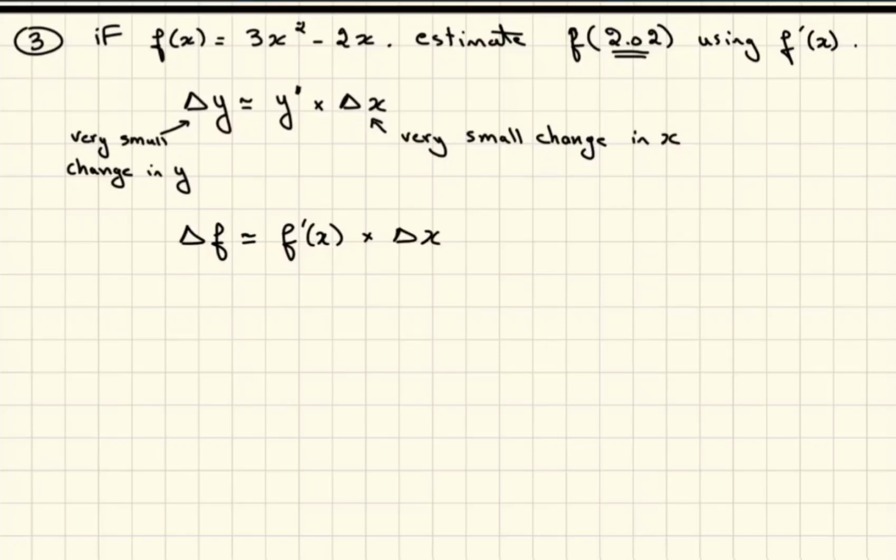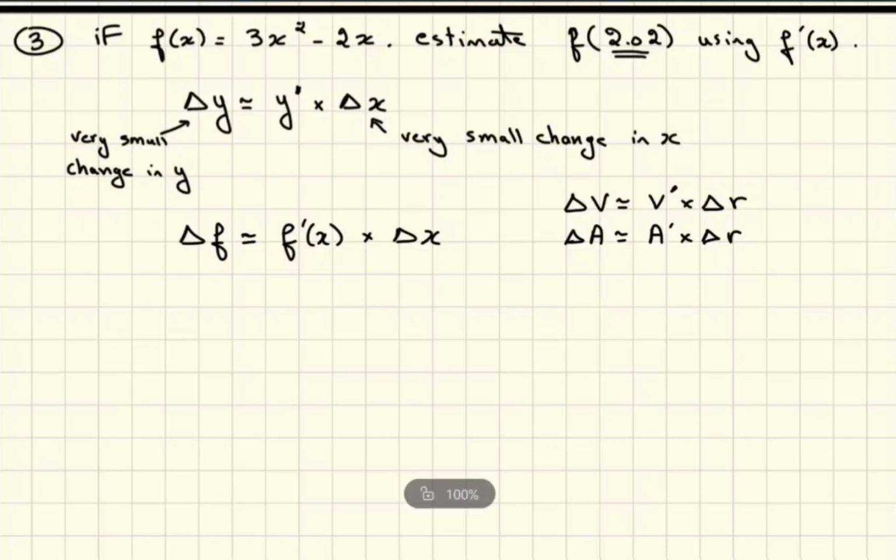If you're talking about a change in volume, you can write delta v is approximately equal to v prime, so the derivative of the volume times the volume is related to the radius, so delta r. If it's area, you can write delta A is approximately equal to A prime times delta R. Okay, so it depends on the question you have. So here we have F.